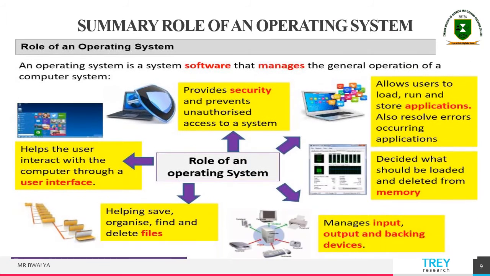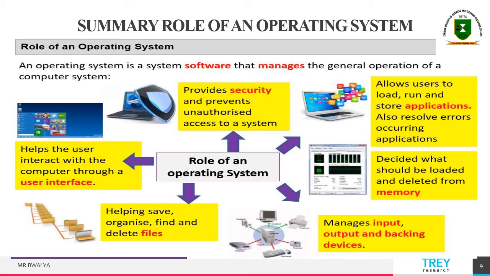Now let us look over the summary of the roles of an operating system. We are not talking much about them, because we already talked about them in the previous lecture. An operating system is system software that manages the general operation of a computer system. You've seen the purple arrows where they are pointing; these are the roles of an operating system. Just a quick one.